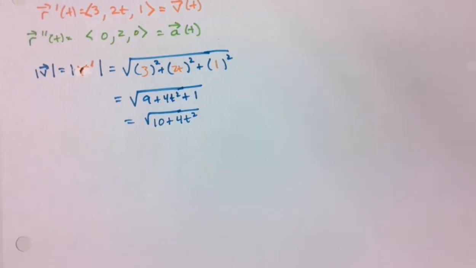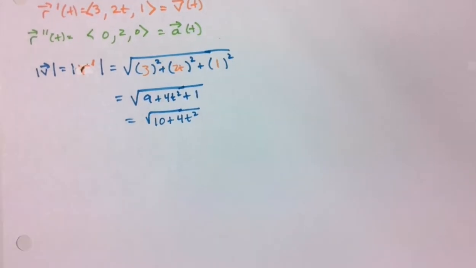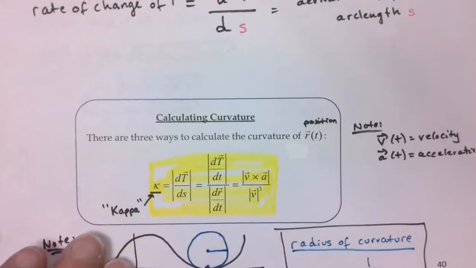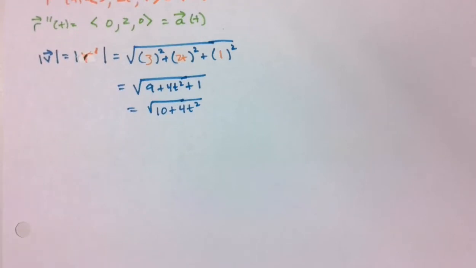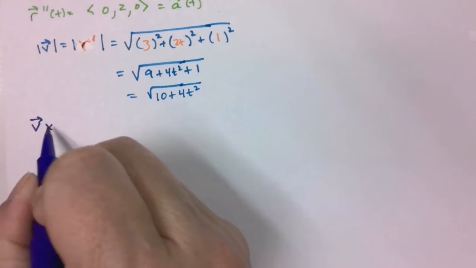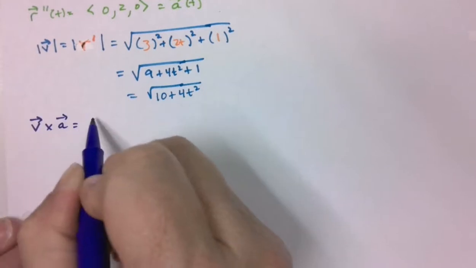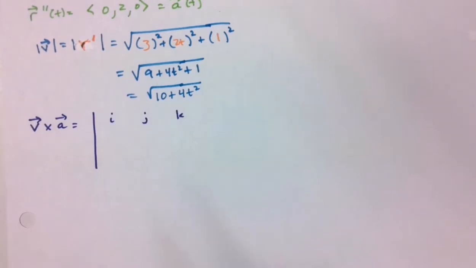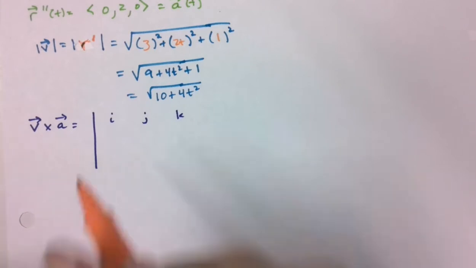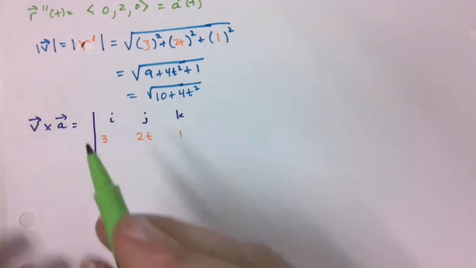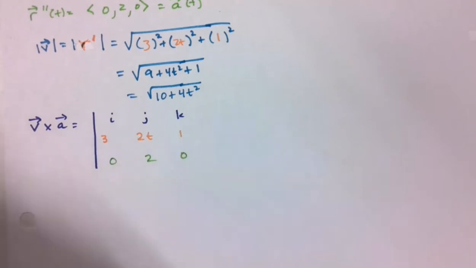All right, next, let's find the cross product because that's the numerator. So I'm going to need the cross product because I'm going to need the magnitude of that cross product. Okay, so let's find the cross product. So I need V crossed with A. I, J, K. V was 3, 2t, 1, sorry, I'm getting that wrong. And then this was 0, 2, 0.